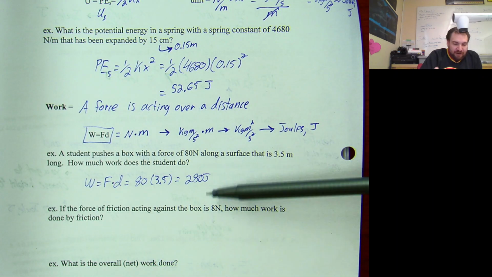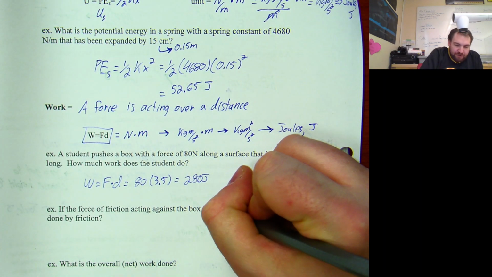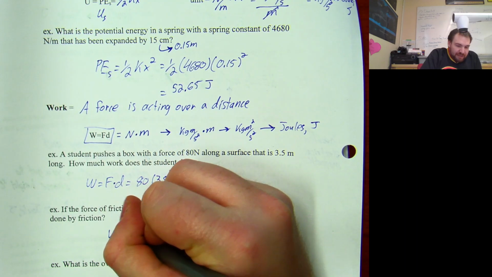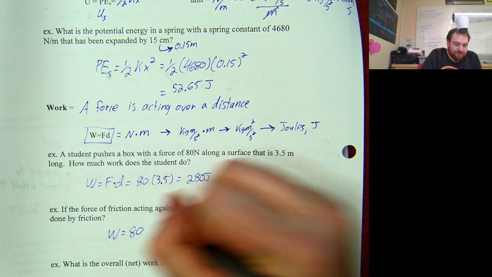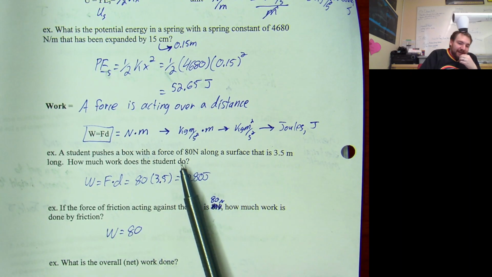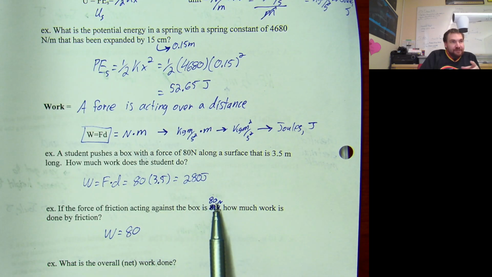So, another example, if the force of friction acting against the box, so we're going back to this same example, there's a box here. We'll say the force of friction is 80, I want one of these to be consistent. So if the force of friction acting against the box is also 80 newtons, how much work is done by friction? Well, work is equal to a force, 80 newtons. There is a distance because it's attached to the same example back here. While the student was pushing the box with 80 newtons, friction was acting at 80 newtons against that motion.